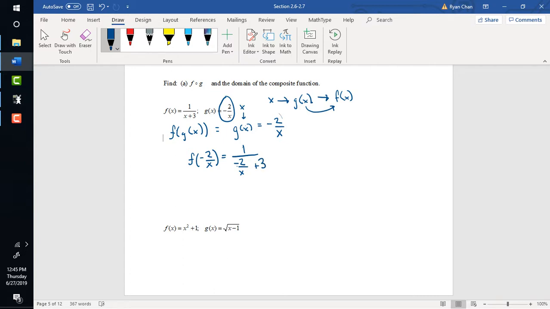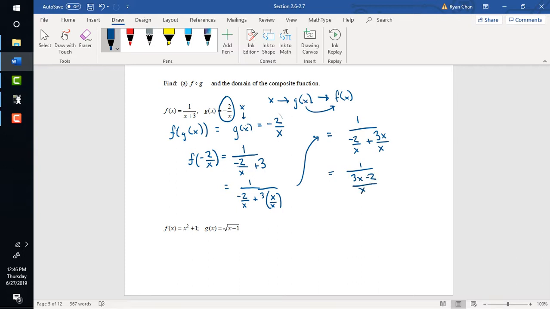Make sure that they have the same fraction. So I'm going to combine them. Remember, in order to combine, they must have the same denominator. So I'm going to multiply top and bottom by x. Then it'll become 3x minus 2 over x.